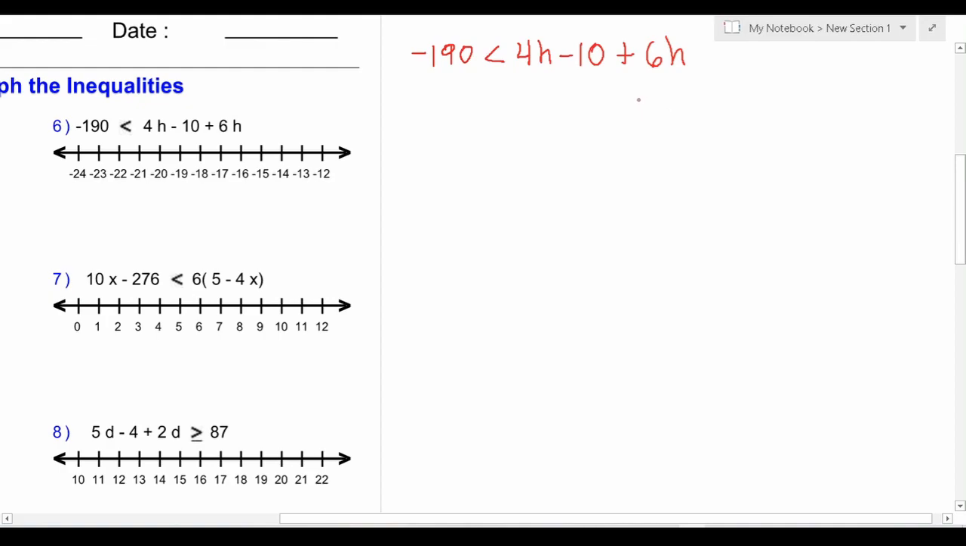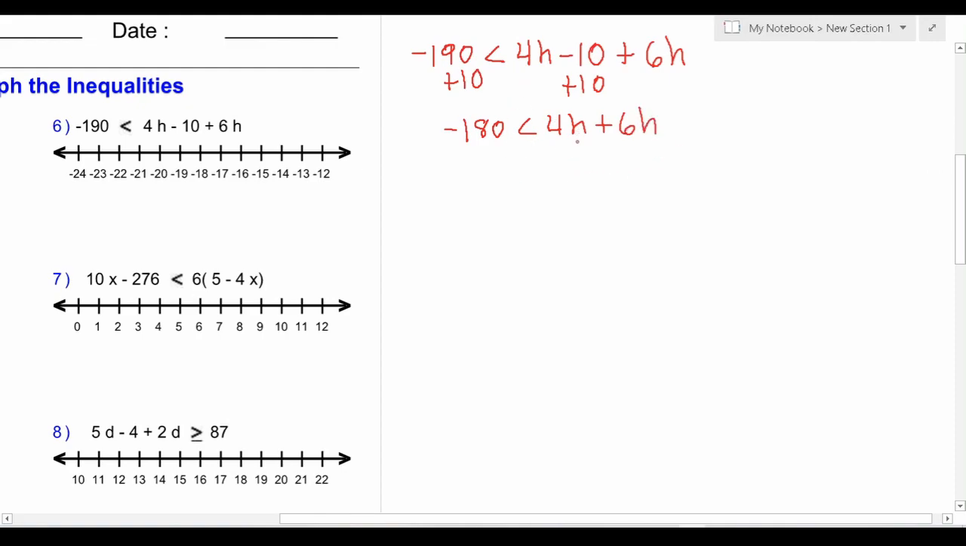All right. So again, as I mentioned at the beginning of this video, solving inequalities is very similar to solving equations in that you want to get one variable to one side of the inequality sign and everything else to the other side. So in this case, we can see we have the variable h. So the first thing I'm going to do, and I'm not going to skip any steps as I do these problems, is I'm going to add 10 to both sides, which will leave me with this, negative 190 plus 10, which would be negative 180, less than 4h plus 6h.